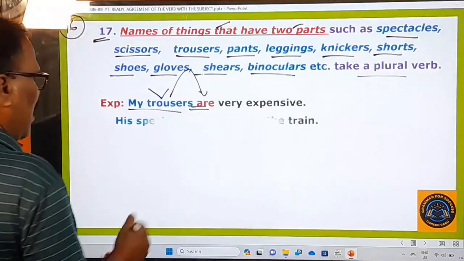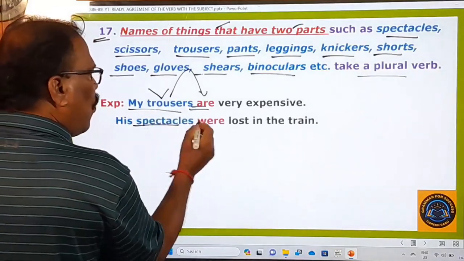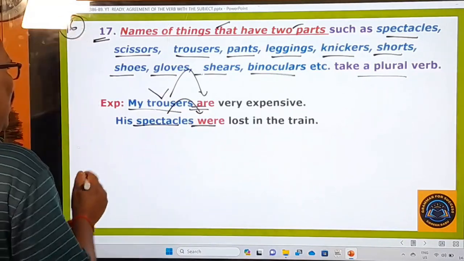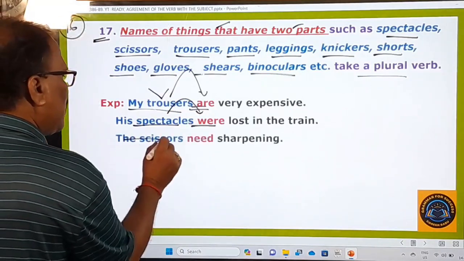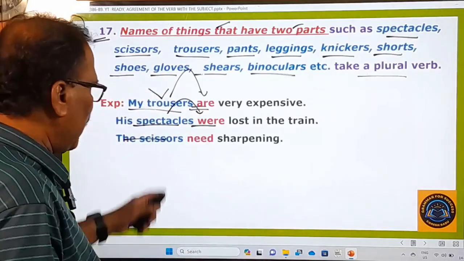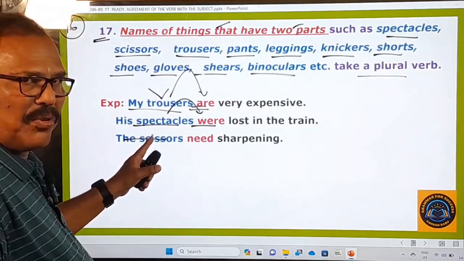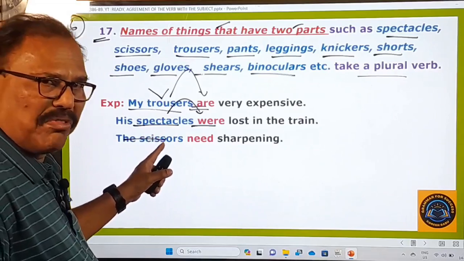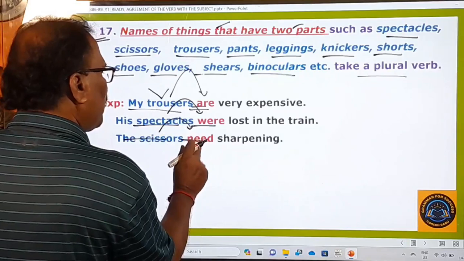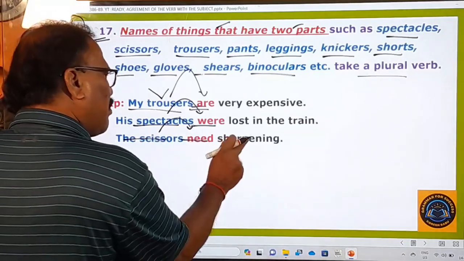Other examples I'll give you very quickly. His spectacles were lost. Spectacles is a plural word, and therefore a plural verb. And the third example, the scissors. Though it looks to be a single word, it has two parts in it, and therefore it is treated as a plural word. So a plural word always takes a plural verb. That is the point. The scissors need sharpening.